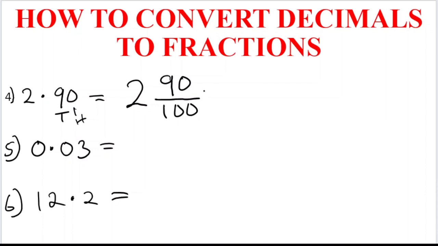Okay, now question number 5 says 0.03. Okay, now the last decimal place here stops at hundredths. So we simply write 3 over 100. Okay, the last question says 12.2. So the 12 is our whole number. Then the 2 is the last place where our decimal place stops, and it is at the tenths place. So we simply write 12 whole number, 2 over 10.